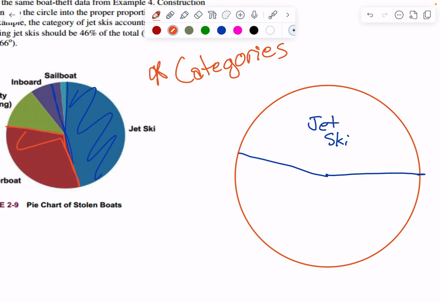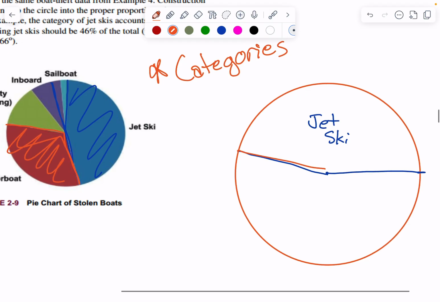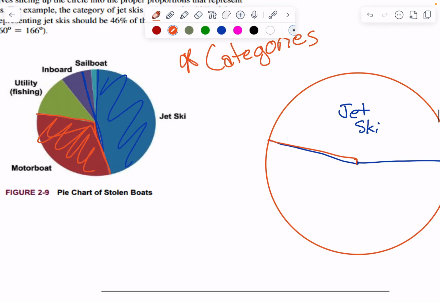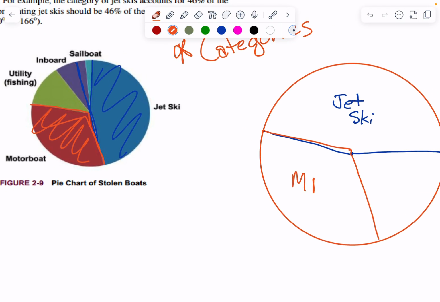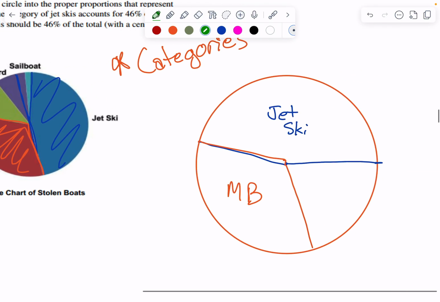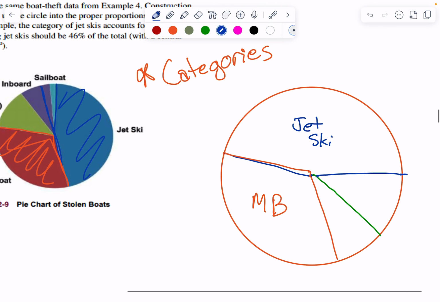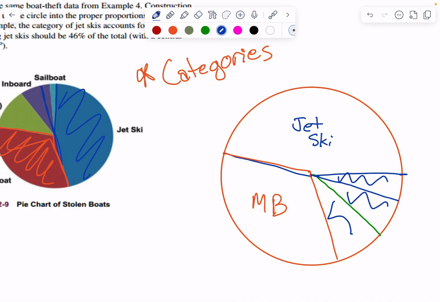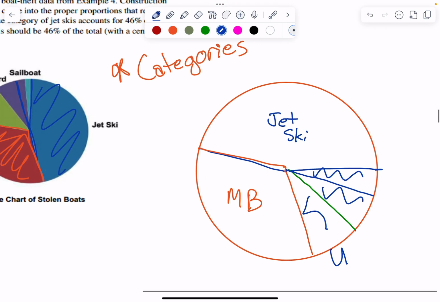Then you go with the second highest category. So I'm going to go with this pink one right here, the red one, and I start where this one stops, and that one is a little bit more than a fourth of the way, right? So that one's going to be the motorboat. And then we have the green one, which is a utility or fishing boat, and that's going to be about that much. And then we've got the purple one, which is about the same, maybe a little less than the motorboat one, so like there. And then we've got our smallest category, and I didn't do that very well, okay? So utility boat, inboard, and sailboat, that's how all of those go. But you want to start it in this corner.